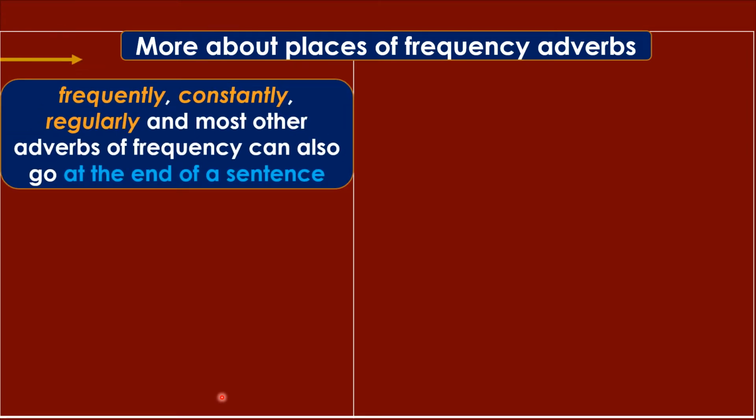Frequently, constantly, and regularly, and by the way, most other adverbs of frequency can also go at the end of a sentence. Let's have a look at some examples. Of course, this is in addition to going in the middle of the sentence.